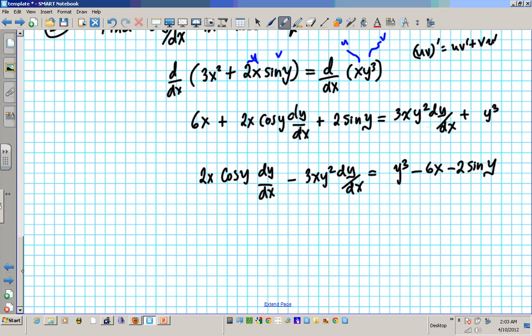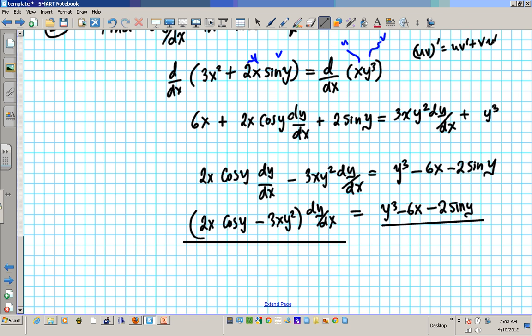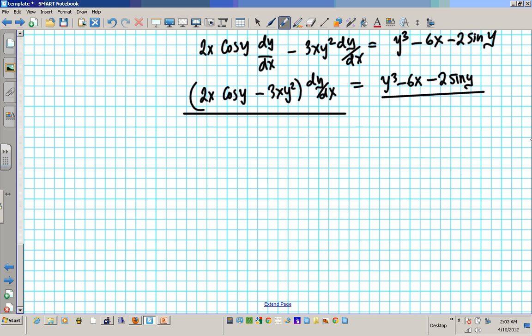Alright, on the left side here, I can just factor out dy/dx, so I'll have 2x cosine y minus 3xy squared times dy/dx, since that's common to both of them, equals y to the third minus 6x minus 2 sine y. Alright, so finally, to isolate dy/dx, I just divide both sides by 2x cosine y minus 3xy squared, and that'll be my final answer. The reason I'm doing that is because it just cancels that out.